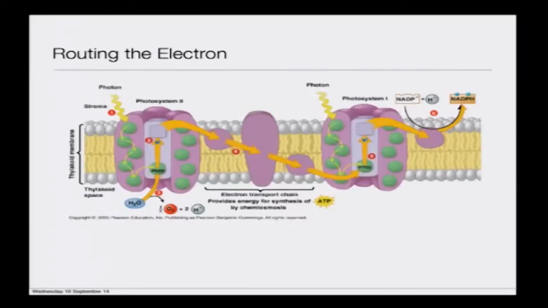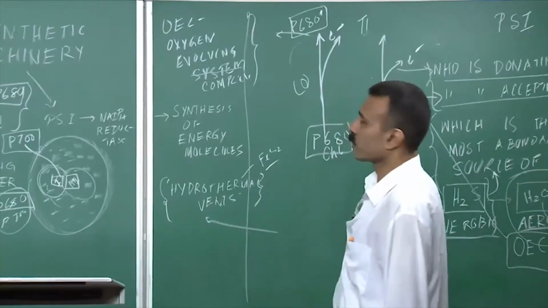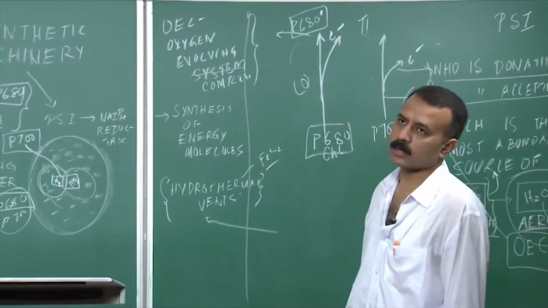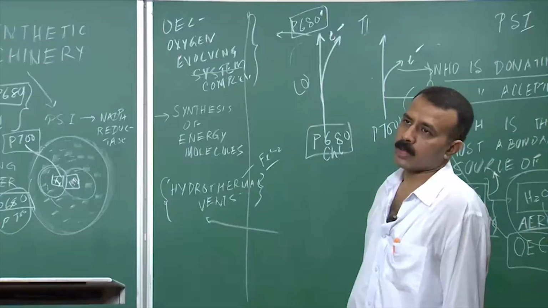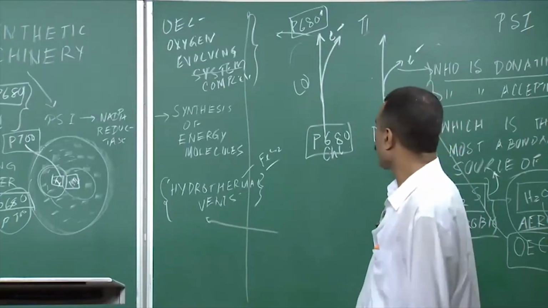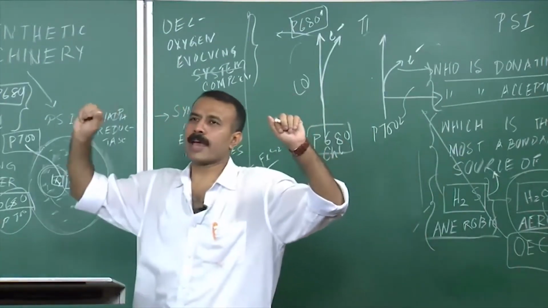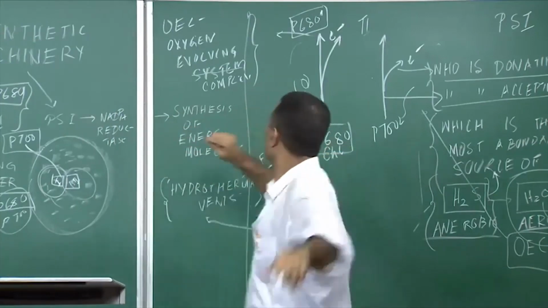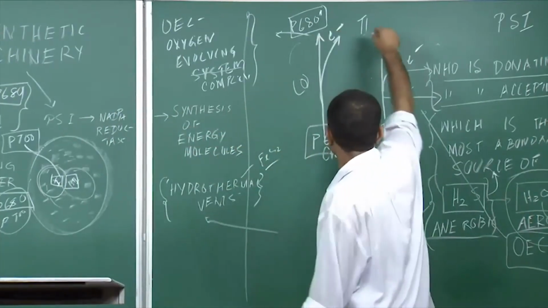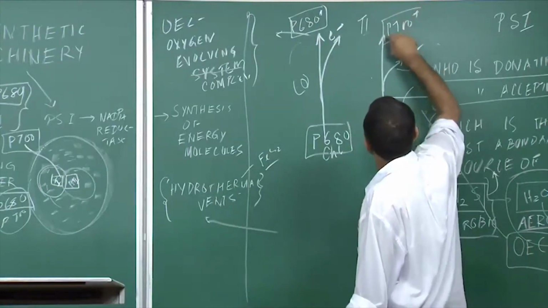So, there are two electrons which have been given out by the two different photosystems. At P680, there is an electron which has been ejected. Simultaneously, at P700, there is another electron which has been ejected. Now, you have two free radicals dangling out there. One is P680 asterisk and the other one is P700 asterisk.